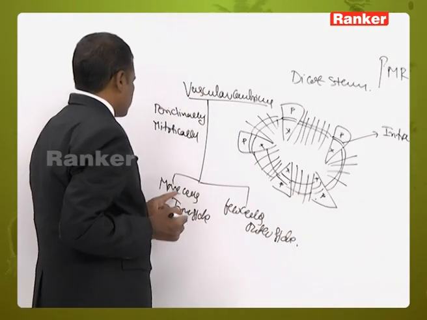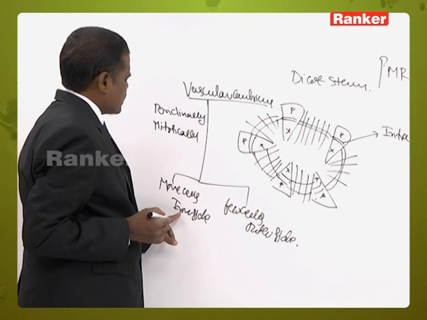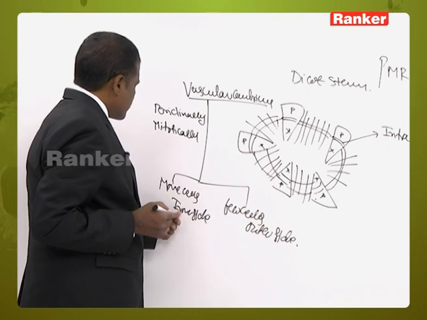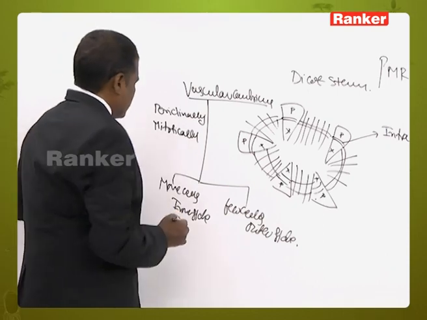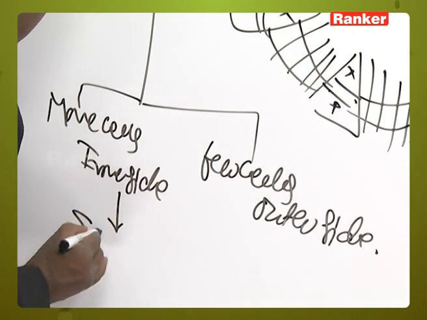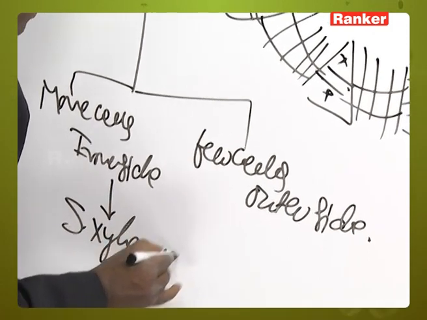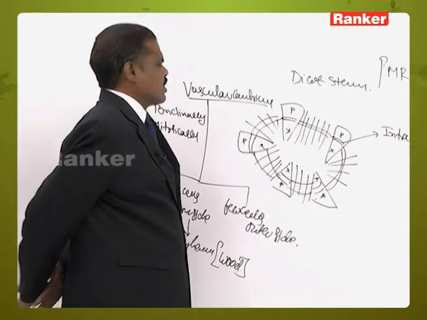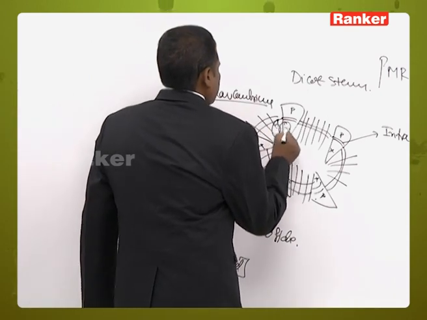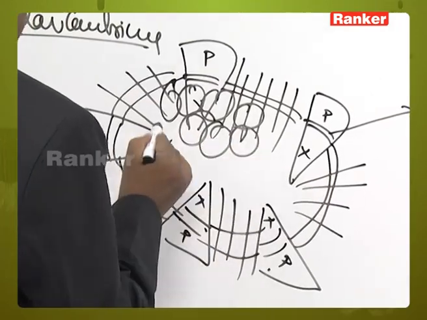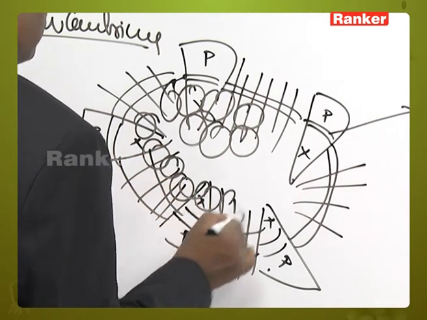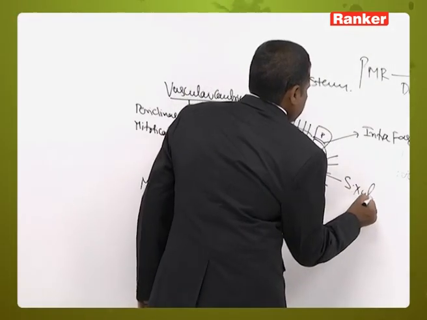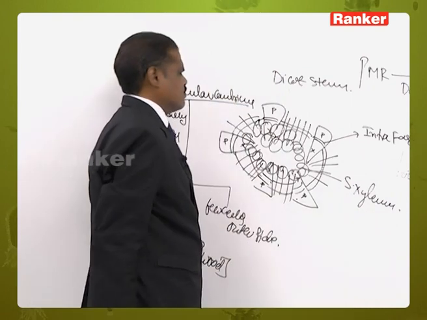Few cells towards outer side, more cells towards inner side. The cells which are produced towards inner side transformed into secondary xylem, also called as wood.